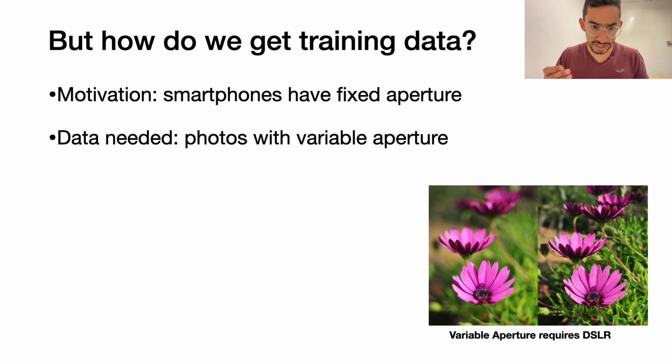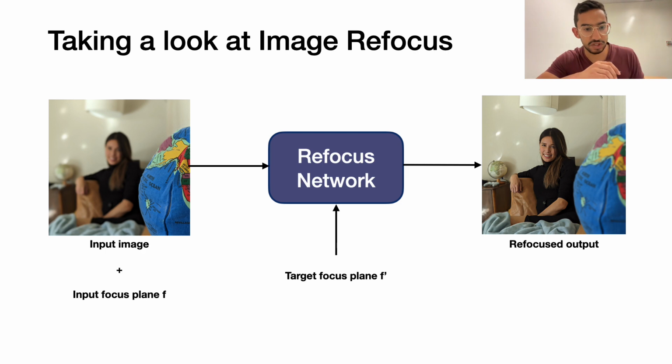So how would we collect the training data? Because smartphones have a fixed aperture. Ideally, we would want something with variable aperture, just like you'd get with a DSLR, but we don't want to use a different camera to avoid the domain gap. So our insight is that one related task is image refocus.